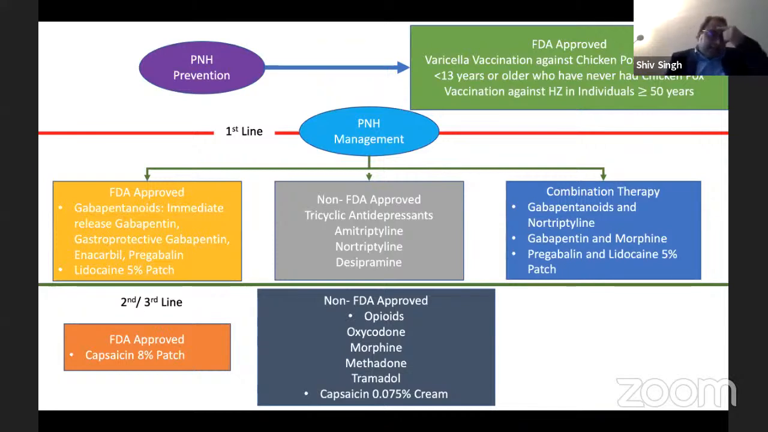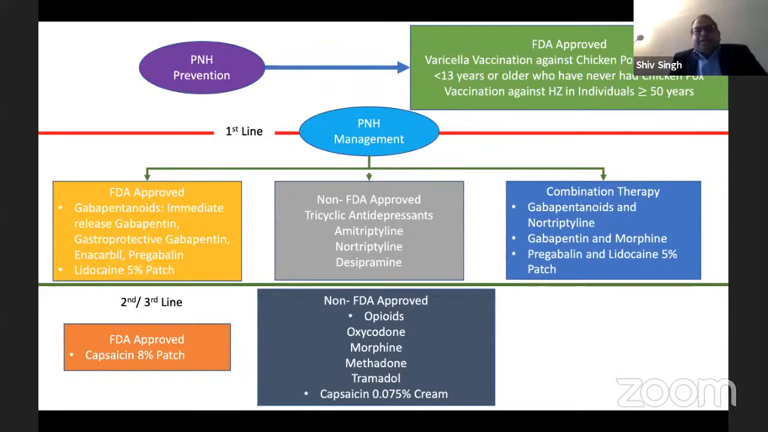Looking at the first line treatment, so this is management of PHN. The FDA-approved drugs are gabapentinoids, and that can be immediate release, gastroprotective, pregabalin, and the lidocaine patch. These are FDA-approved. Tricyclic antidepressants are not FDA-approved, but they're still used. Then there is combination therapy where gabapentinoids along with tricyclic antidepressants, gabapentinoids with opioids like morphine, and then pregabalin and lidocaine patch. So these are combination therapy.